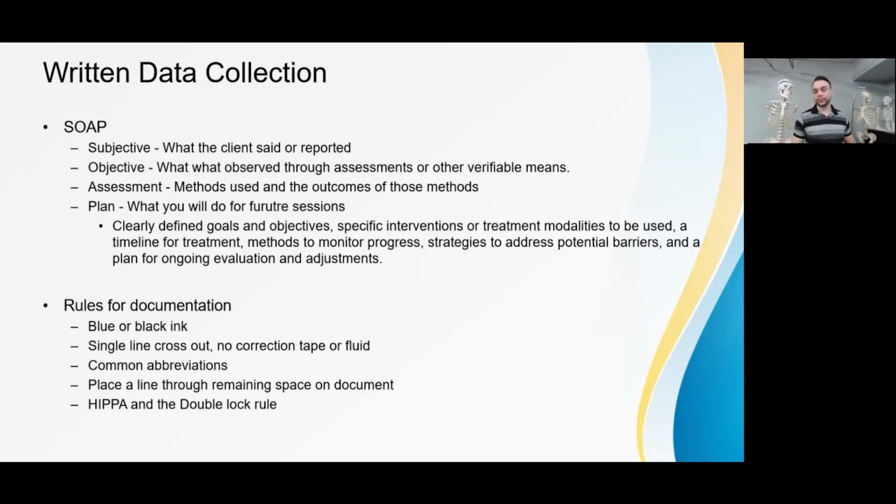But make sure you use the double lock rule, that there's two points of access or two barriers to get through to get to a client's information. A locked file cabinet and a locked office is usually sufficient. Or if it's on a computer, there's a password to get onto the computer, a password to get into the SOAP note program, in a general sense.